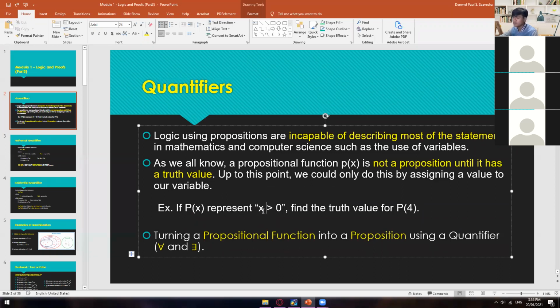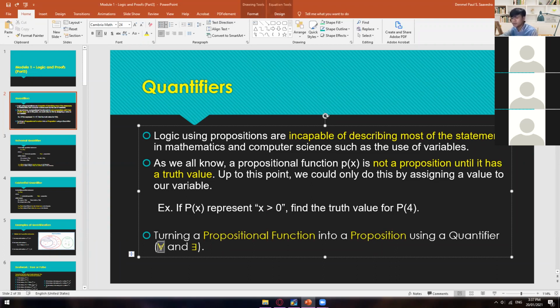Even though this may be true or false, it becomes a proposition if x now has a definite value. For example, find the truth value for P of 4. Assuming the value for x is 4, if we replace this x by 4, then we can say that this statement is true. Since we can now say that it is true or false, it is now a proposition.